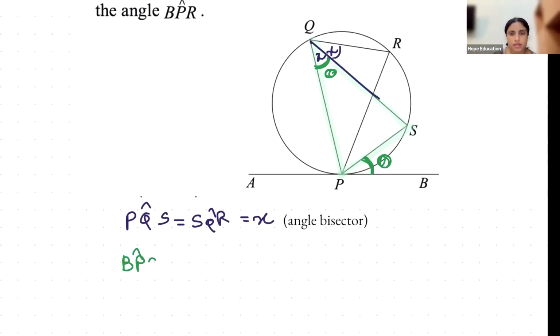BPS equals PQS. Therefore, now PQS is x, no, so BPS also becomes x. So here I write x. So this is also x. Okay, let me erase this. Make it clear. What else can we see?